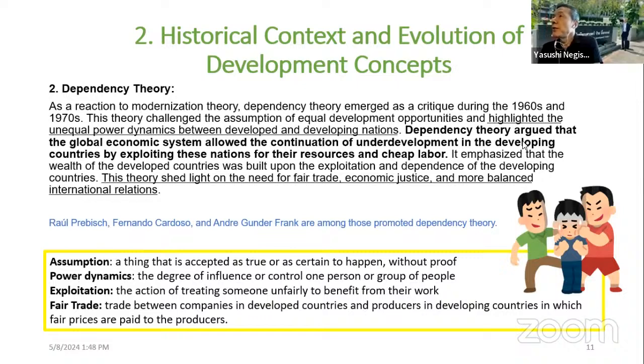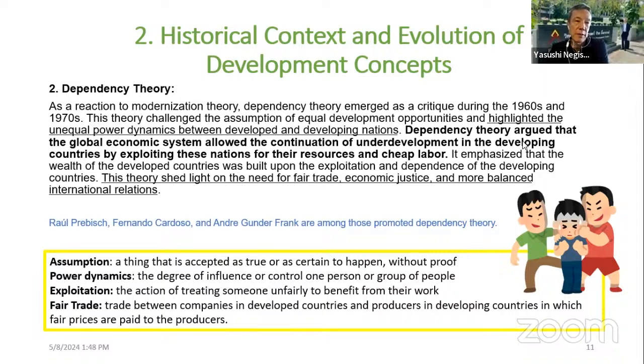And this theory challenges the assumption of equal development opportunities and highlighted the unequal power dynamics between developed and developing nations. Dependency theory argued that the global economic system allows the continuation of underdevelopment in the developing countries by exploiting these nations for their resources and cheap labor. This theory shed light on the need for fair trade, economic justice, and more balanced international relations.